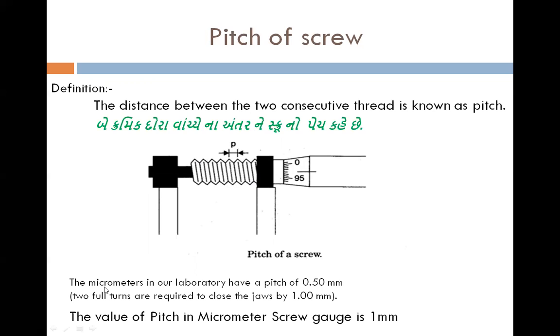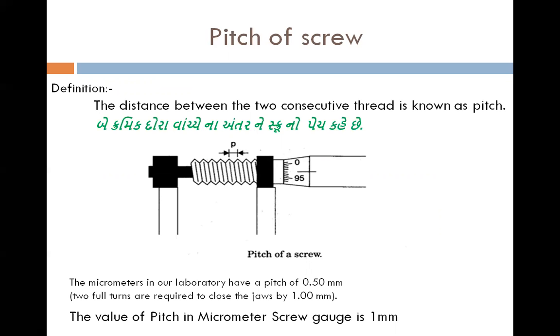Basically, in a laboratory, the micrometer is having the pitch value is 0.5 mm. 2 full turns are required to close the jaws by 1 mm. 2 turns તમે બંધ કરશો ને ત્યારે 1 mm ખસશે મેઇન સ્કેલ ઉપર. એટલે સ્ક્રૂનો એક આંટો ફરશે તો મેઇન સ્કેલ ઉપર 1 mm ખસ્યું હશે.